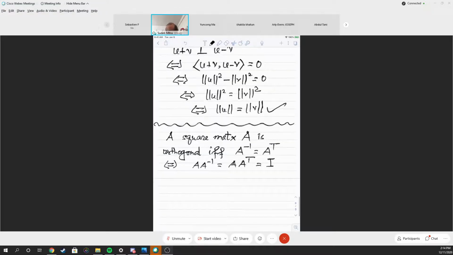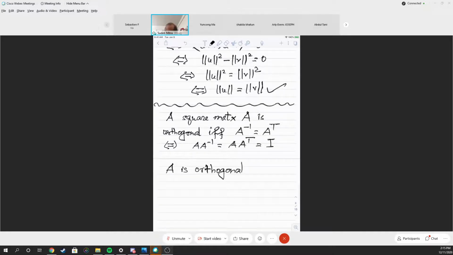So a matrix A is orthogonal. This is the only thing that you need to know for your exam. A is orthogonal if and only if A inverse is A transpose, if and only if A transpose A is the identity matrix. That is all that you need to know.